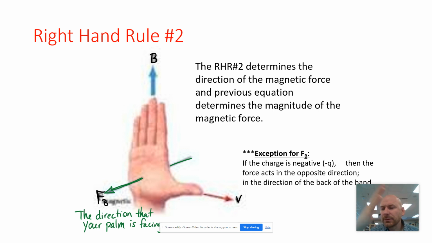The exception for that is if you have a negatively charged object, then you're pushing with the back of the hand. And that's what this exception thing is here.